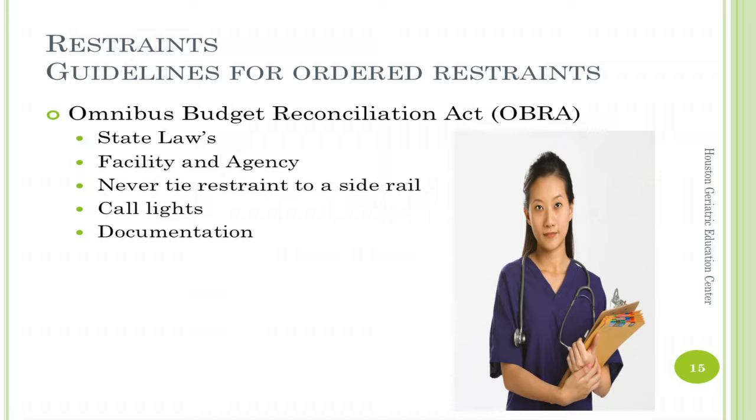Never tie restraints to the side rails or other areas of the bed. Only tie the restraints to non-movable parts of the bed frame. Ensure that breasts or other skin areas are not caught up in the restraint. Place a call light within the person's reach and respond to this call light immediately. You must also document restraint use according to your facility's policies.